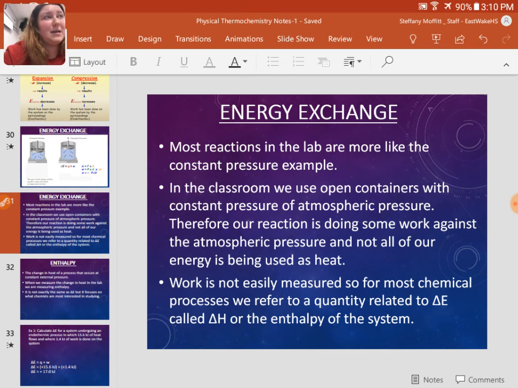That's like in the lab we did last week, where we had to find the pressure using water, which helped us actually calculate a pressure. Normally we have open containers and it's hard to measure that pressure, so we just use the atmospheric pressure. Therefore, our reaction is doing some work against the atmospheric pressure, and all of our energy is being used as heat.